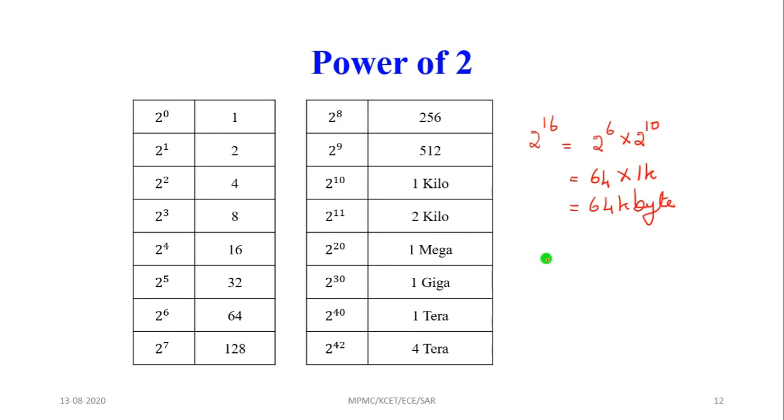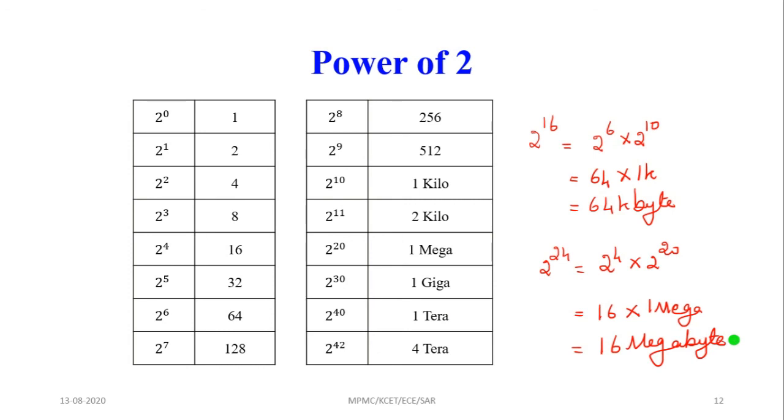One more question here: 2 power 24. How do we write this one? 2 power 4 times 2 power 20. 2 power 4 is equal to 16, times 2 power 20, which is 1 mega. So it is 16 megabytes. Okay, this is the representation of the memory element in the microprocessor. Thank you.